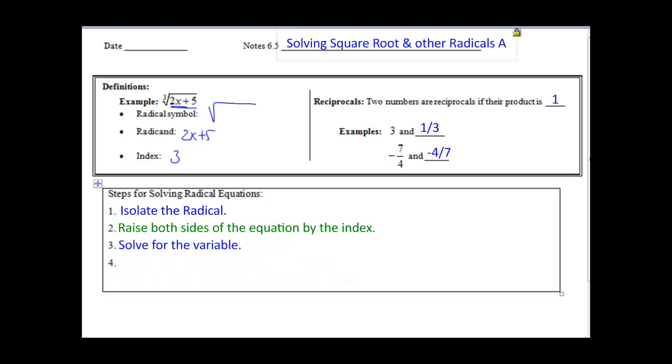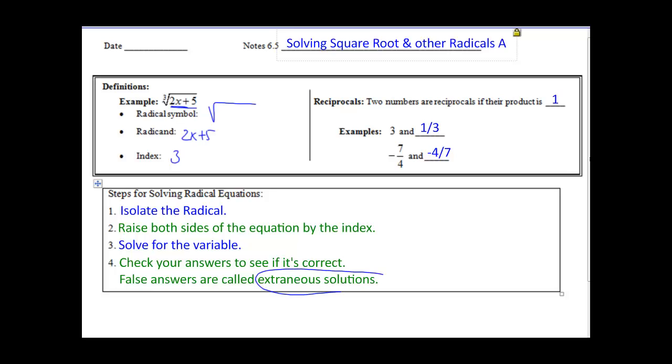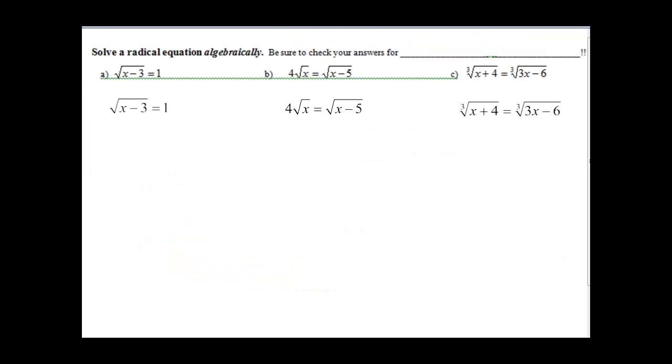Number 3, we then actually solve for the variable. Solve for x, solve for y, solve for z. And the last thing about radicals is, if you remember domain, range, and so forth, we need to plug our answers back into the original equation to see if they are correct. These are called extraneous solutions. If we get a solution, we plug it in and it's false. We must check for extraneous solutions. So we need to solve the radical, and be sure to check for extraneous solutions.